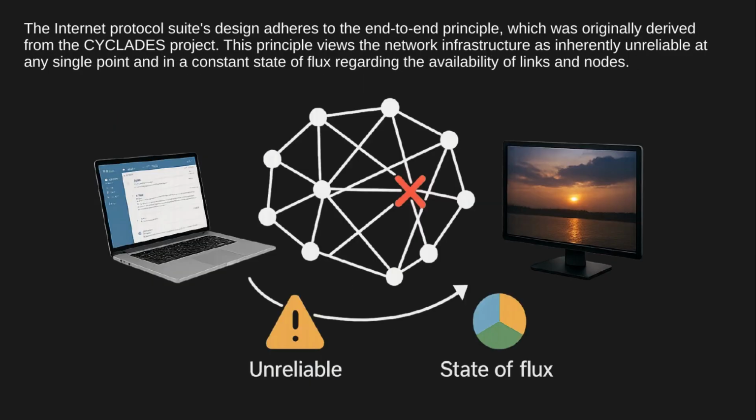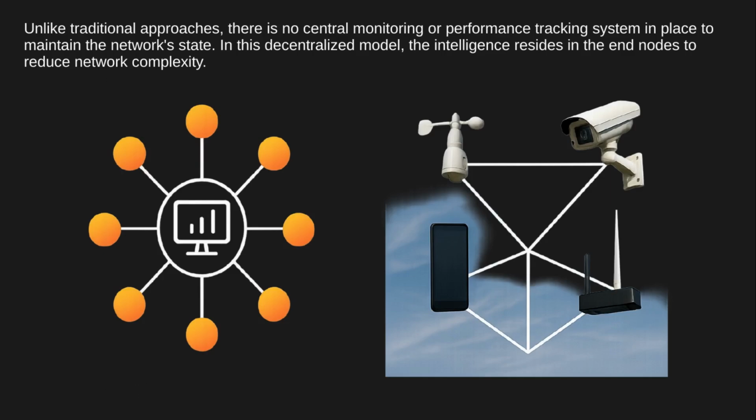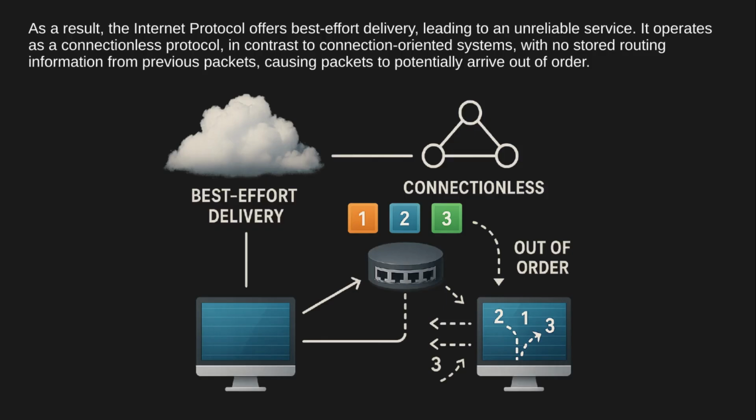The Internet Protocol Suite's design adheres to the end-to-end principle, which was originally derived from the Cyclades project. This principle views the network infrastructure as inherently unreliable at any single point and in a constant state of flux regarding the availability of links and nodes. Unlike traditional approaches, there is no central monitoring or performance tracking system in place to maintain the network state. In this decentralized model, the intelligence resides in the end nodes to reduce network complexity. As a result, the Internet Protocol offers best effort delivery, leading to an unreliable service.